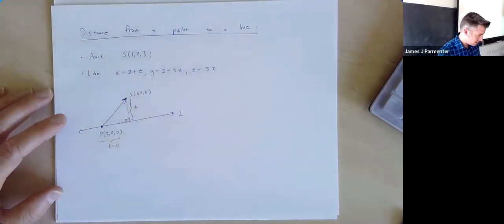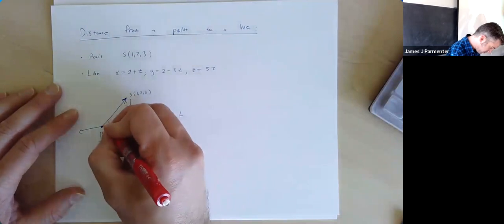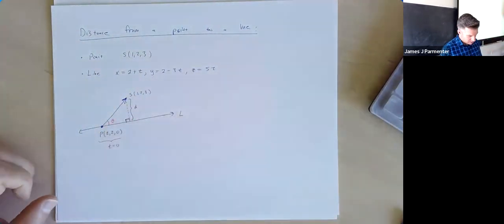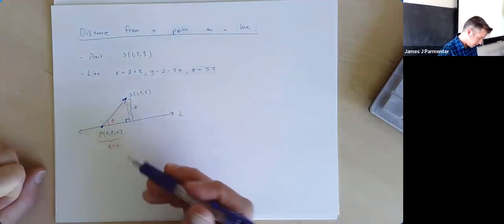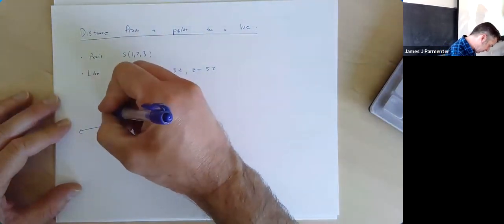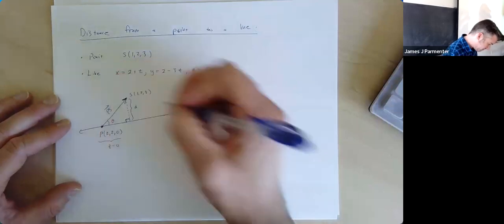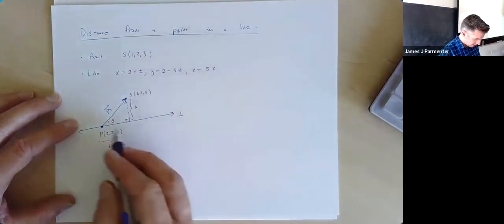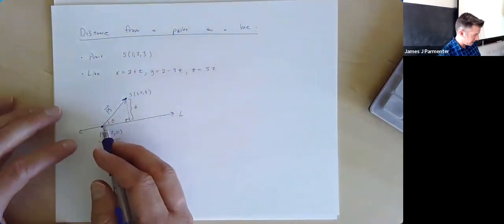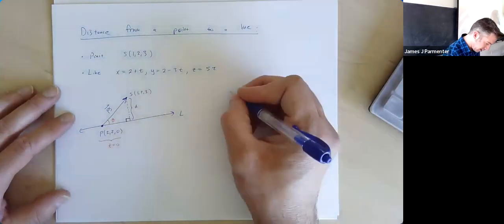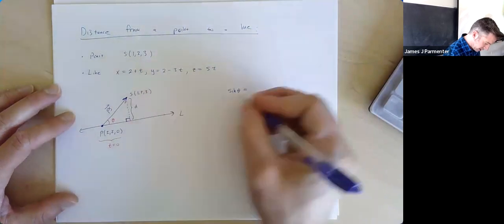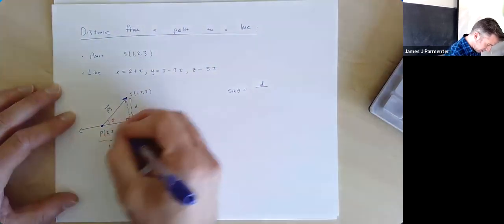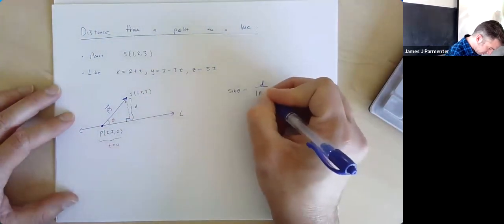So let's draw this angle here. And I'm going to think about finding that distance in terms of a trig function. So I know I can find the length of this vector PS. And if I think about it, I need to use sine of theta. The sine of theta will give me the length d over the magnitude of the vector PS.